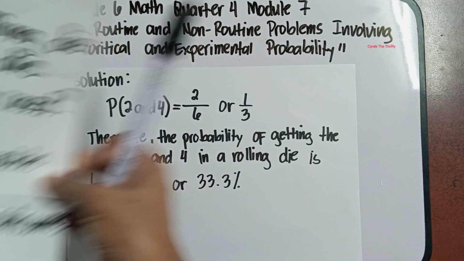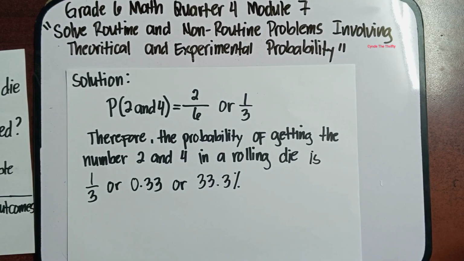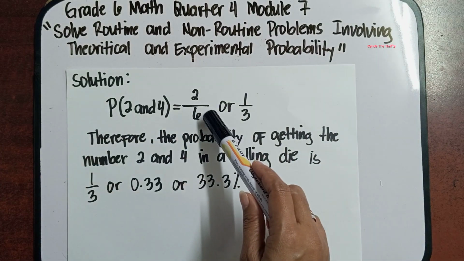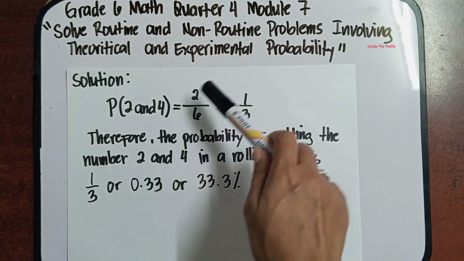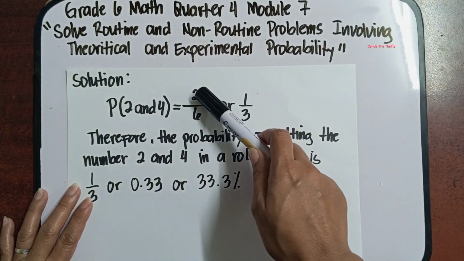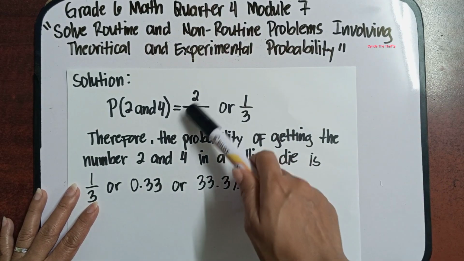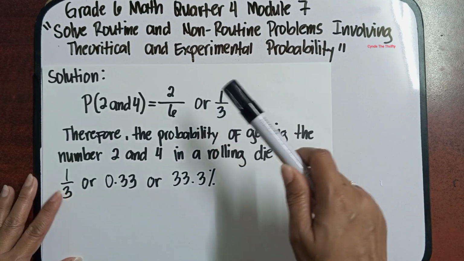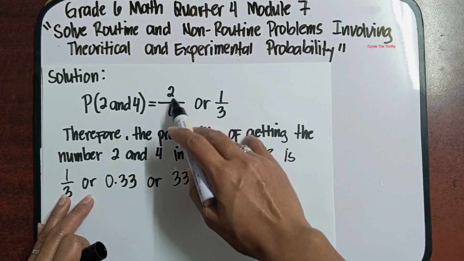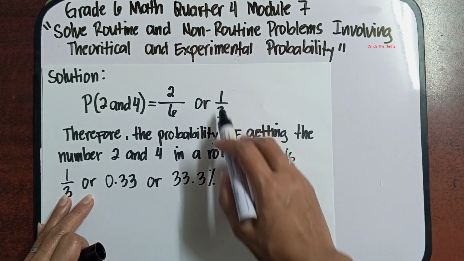Kasi ang number of possible outcomes. So, ano yung total number ng ating die? 6. Kasi 6 ang number of faces ng die. So, kaya 6 ang ating total number of possible outcome. Kaya 2 over 6 ang ating solution. So, 2 over 6, dapat i-express natin in simplest form ang ating sagot. I-reduce natin siya into lowest term. So, 2 divided by 2, kasi pareho silang ma-divide sa 2. 2 divided by 2 is equal to 1. And then, 6 divided by 2 is equal to 3. So, that's why naging 1/3 siya.